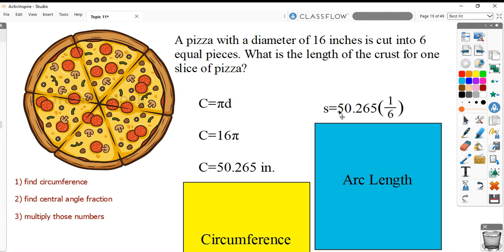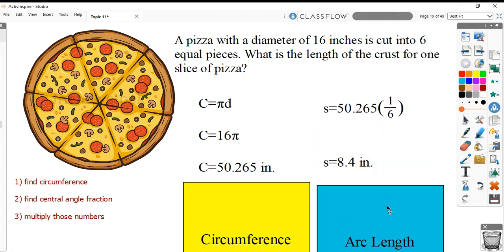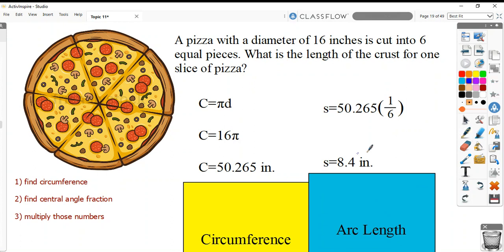So all we got to do is multiply the circumference times 1/6. All of these pieces of crust are going to be the equal size. It's been split into 6 equal size pieces, so it's easy. You just take that and multiply times 1/6, and that gives us a crust size of 8.4 inches.